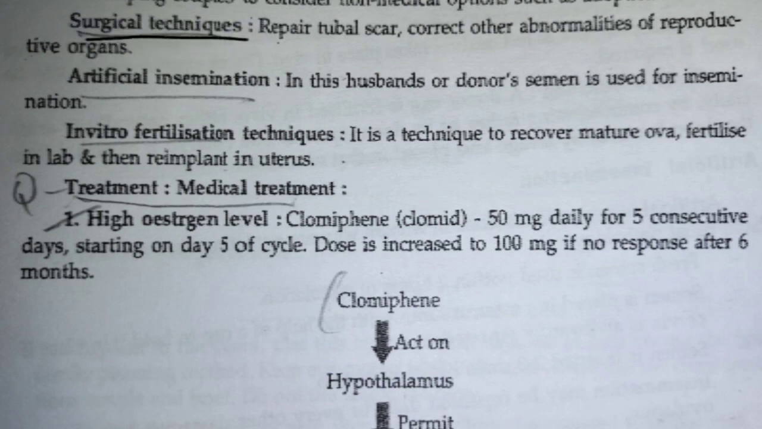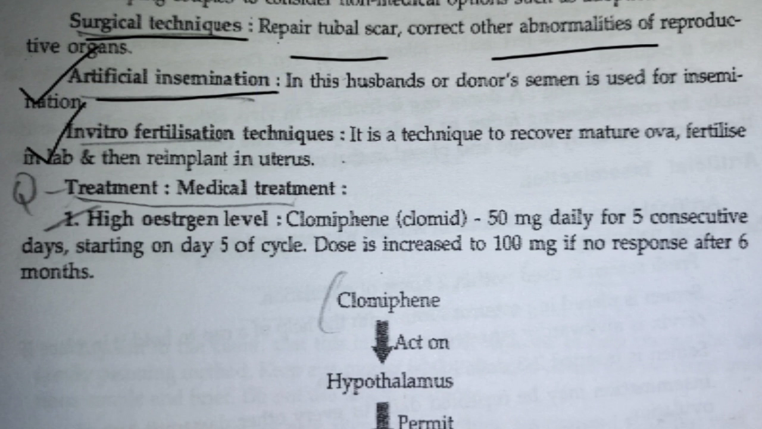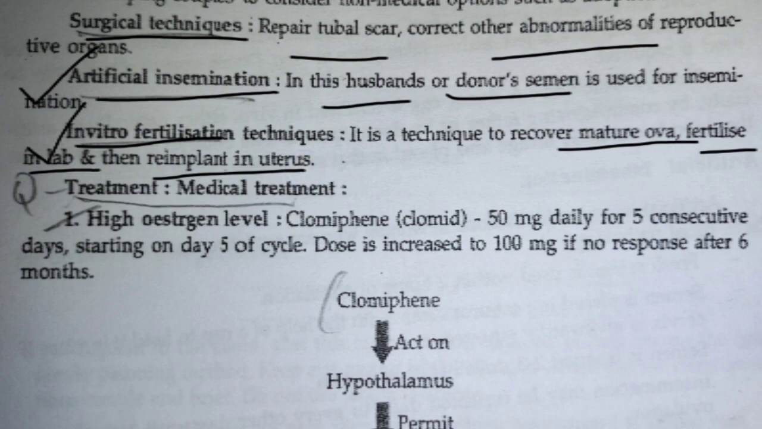Surgical techniques for infertility. If we find any kind of injury or scar or any kind of abnormalities in the organs, we will try to correct it using medications. If that's not working, we'll go with methods known as artificial insemination and in vitro fertilization. In artificial insemination, we will collect the semen from the husband, or if the husband is not capable of that, we will go with the donor's semen, and that will be inserted into the mother's uterus. In in vitro fertilization, we will collect the mother's egg and the father's or the donor's semen, and that will be fertilized in the lab and then implanted into the uterus.